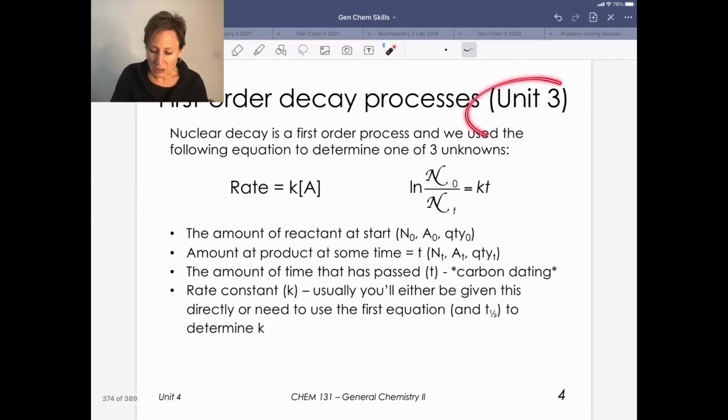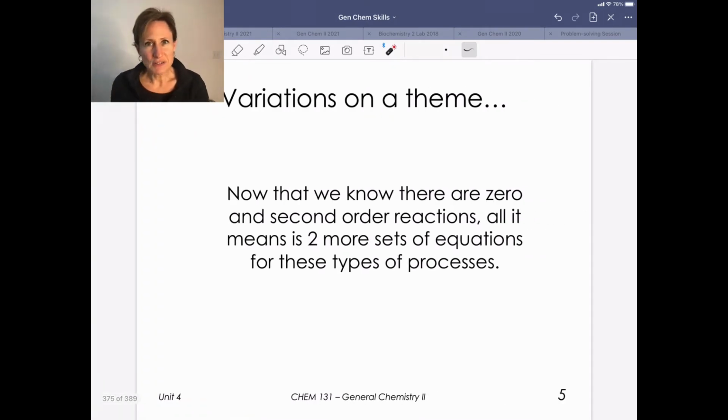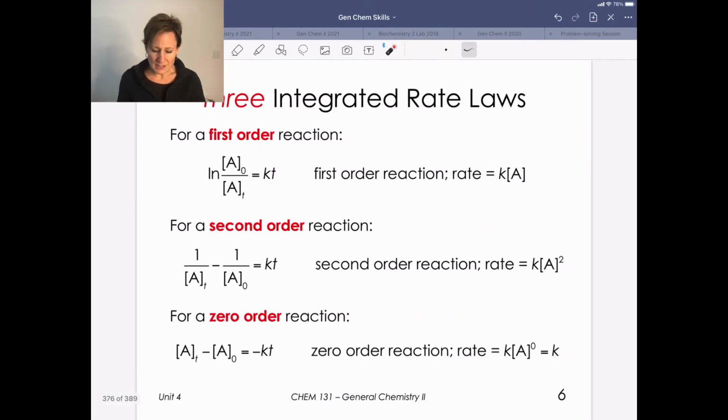Right? If we look at our last learning unit on first order decay processes, this is a slide from that. We had a first order rate equation that, again, tells us the amount of reactant that we start with, the amount of that species that we have after some time has passed, the amount of time that has passed, and again, the rate constant that we have. Okay, so we've seen this before. So this really is just a variation on the theme. That was a first order reaction. We now know that there's second order processes, maybe even 0 order processes. So it just expands the number of equations that we have.